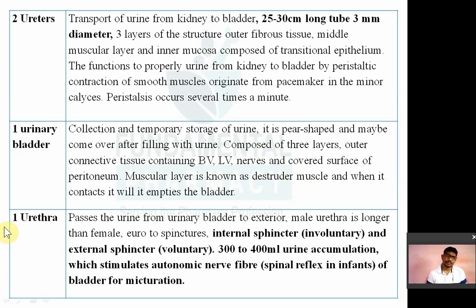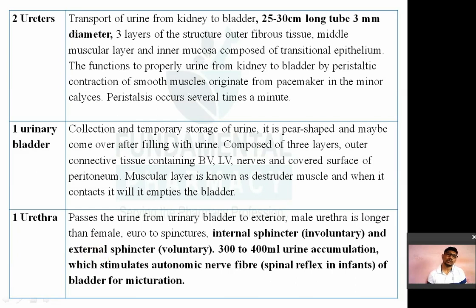Okay, now the last part of your urinary system is the urethra. What is the function of the urethra? It passes the urine from the urinary bladder to the exterior. Now remember, the male urethra is longer than the female. जो मेल्स होते हैं उनका यूरेथ्रा थोड़ा सा लंबा होता है और फीमेल्स में यूरेथ्रा शॉर्ट होता है. That's why females are more prone to urinary tract infection than males. In males, because of the long urethra, bacterial infection does not ascend quickly, and in females, because the urethra is short, infection occurs quickly. So females are more prone to urethral infection, urinary tract infection.